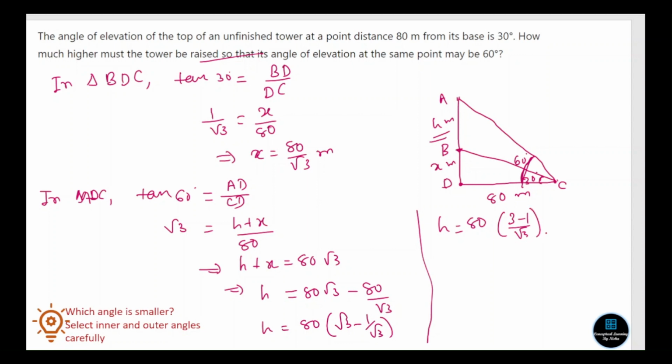And as I said, we have to rationalize this, so I'll multiply by root 3 upon root 3. So my final answer would be, now root 3 into root 3 is 3, and 3 minus 2 is 1. So I'll just write this as 160 root 3 upon 3 meters. You can convert this into decimals also by putting the values. Great.